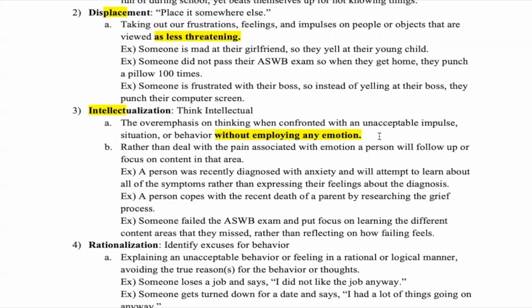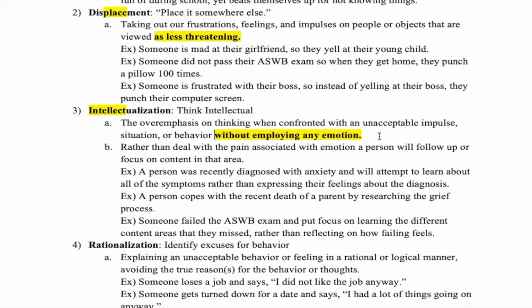A person was recently diagnosed with anxiety and will attempt to learn about all the symptoms of having anxiety rather than expressing their feelings about their diagnosis of anxiety. Intellectualization, they try to become an intellectual or get as much information as they can about a topic versus actually emotionally processing it in some way, shape, or form. Another example, a person copes with the recent death of a parent by researching the grief process versus acknowledging the pain they are feeling related to losing their parent.